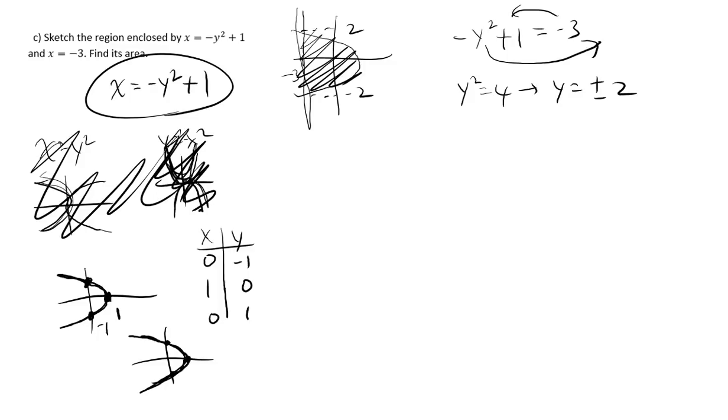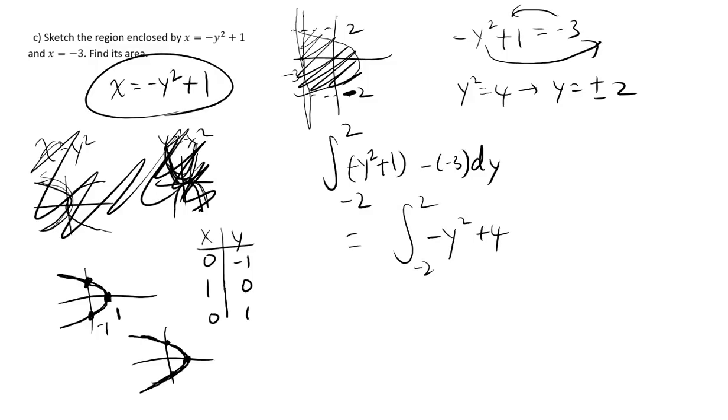Now, in the case when you have a function of y, then you should integrate by y, but then you should do right minus left. Since the right side is the parabola, we should be using negative y squared plus 1 as the thing that you want. And then minus, the left is x equal to negative 3, so you put negative 3 here. And y goes from negative 2 to 2, so you put negative 2 to 2. And that gives you negative y squared plus 4, integral from negative 2 to 2.